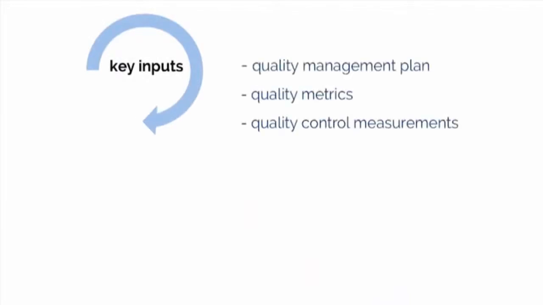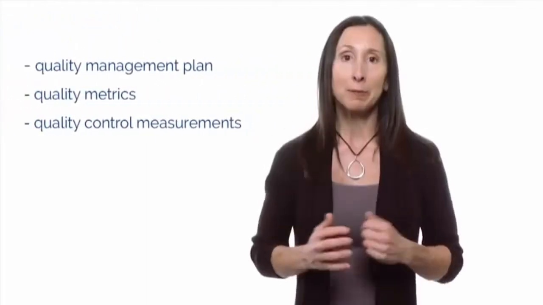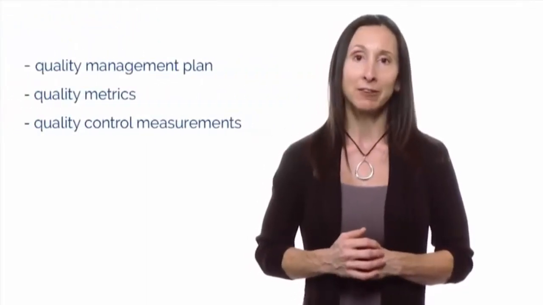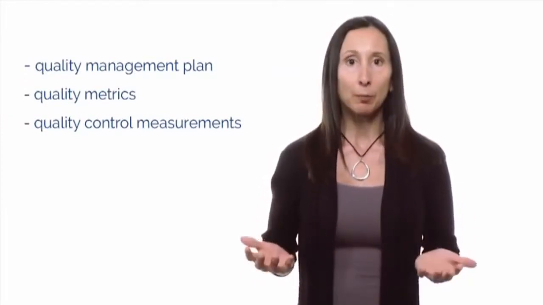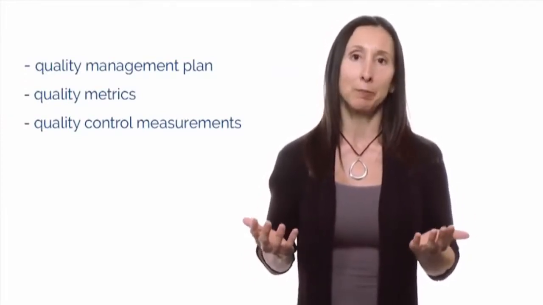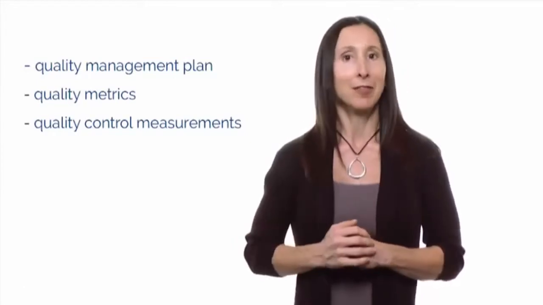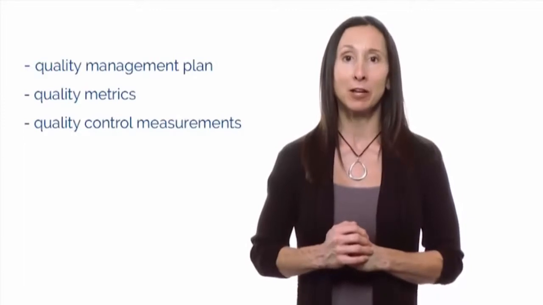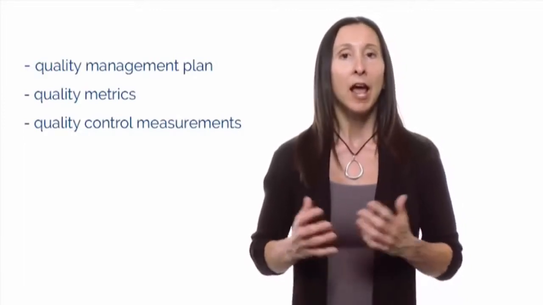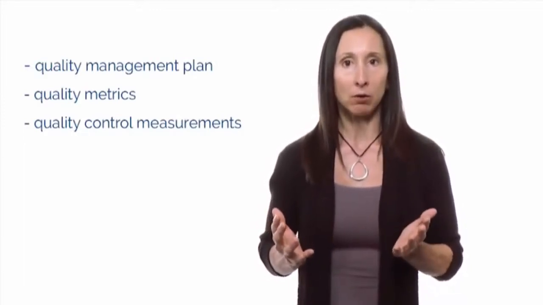The key inputs here include the quality management plan, quality metrics, and quality control measurements. The quality management plan, like all of the other planning documents, really focuses on how to. In this case, how the project management team will implement the quality policy. Remember that quality metrics are simply the things we decide should be measured to evaluate success of the project and what kinds of variations we should allow.